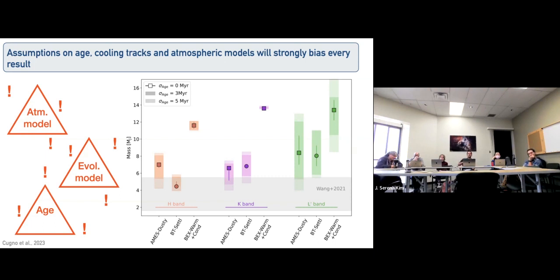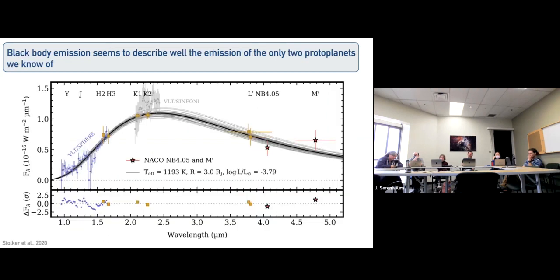For older systems, this is a bit better, especially since several planets we detected, for example, are part of moving groups, so we know the age very well. So this is really the special case for young forming planets. And the solution we proposed is to assume that these planets are just simple black bodies. Observationally speaking, PDS 70b and c, which are the only two protoplanets we know of, have an SED, a spectral energy distribution, that is consistent with black bodies.